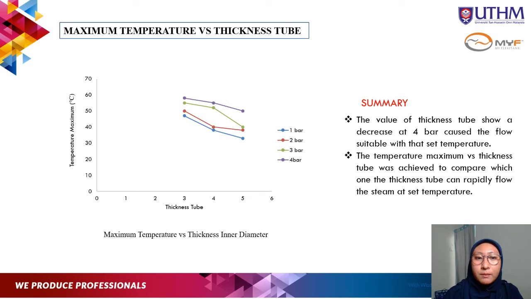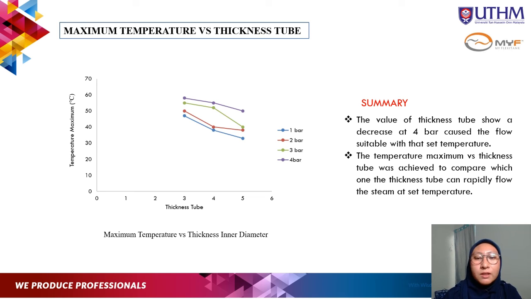Okay, next for the maximum temperature versus thickness tube. What we can see in this graph, the pressures 1 bar, 2 bar, 3 bar and 4 bar start at thickness tube 3 and decrease at thickness tube 4. But the 3 bar decreased at thickness tube 5 at 40 degrees. And then the 1 bar and 4 bar decreased at thickness tube 5, but for thickness tube 4, it increased at 2 bar through thickness 5.